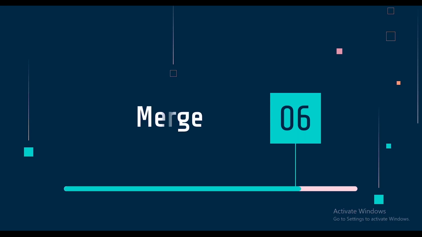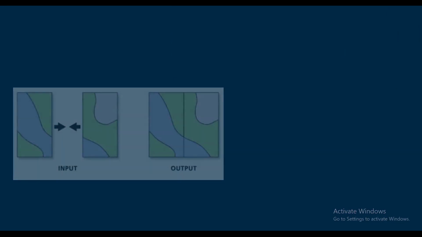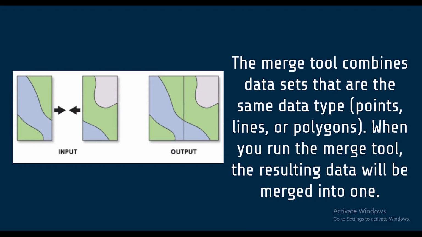Our next topic is merge. The merge tool combines data sets that are the same data type: point, line, or polygons. When you run the merge tool, the resulting data will be merged into one. Similar to the clip tool, we use the merge tool regularly. For merging, data sets have to be the same type. For example, you cannot merge points and polygons into one dataset.